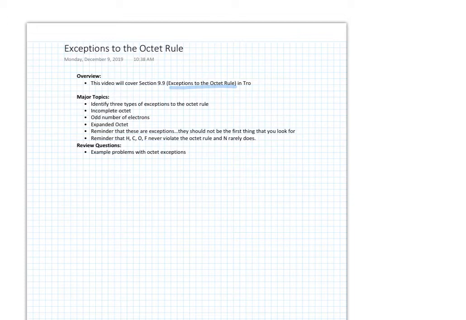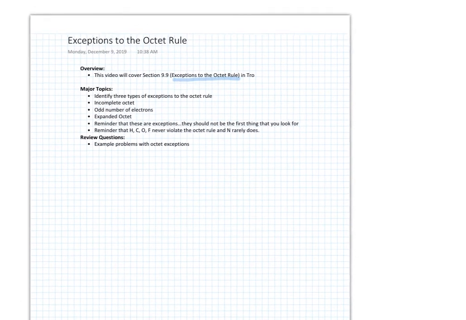I have seen cases of people who remain nameless who will have 10 Lewis structure type problems and 8 of them are exceptions to the octet rule. These are quite rare in nature. Things that violate the octet rule are not very common, and you're not very likely to encounter them. I haven't really encountered them very much in my career. So I'm not going to spend a ton of time on exceptions to the octet rule. They don't happen very often, so you shouldn't be looking for them all the time. But they do happen, so you do need to be aware that such things exist.